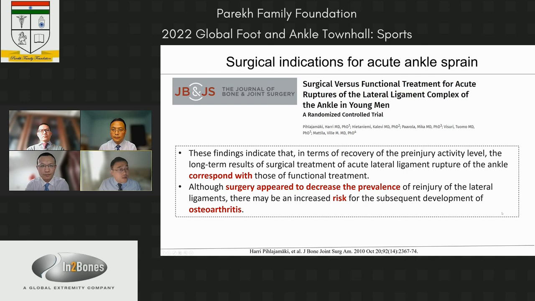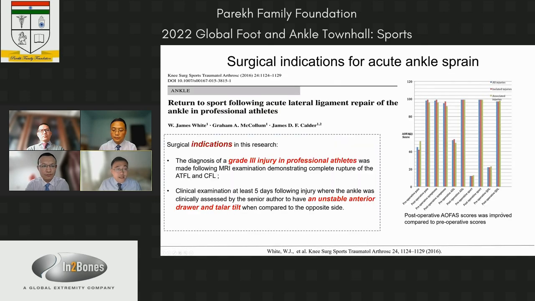Other authors pointed out that the indications for surgery in acute lateral ankle sprain are, first, the diagnosis of a grade 3 injury in professional athletes, made following MRI examination demonstrating complete rupture of the ATFL and CFL. Second, clinical examination at least 5 days following injury, where the ankle was clinically assessed by the senior author to have an unstable anterior drawer and talar tilt when compared to the opposite side.